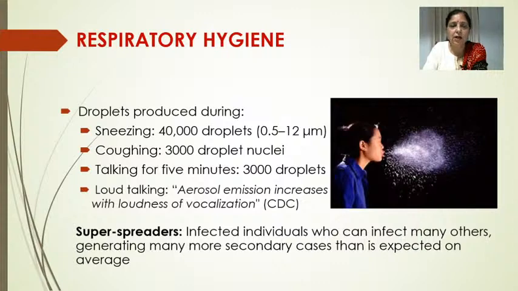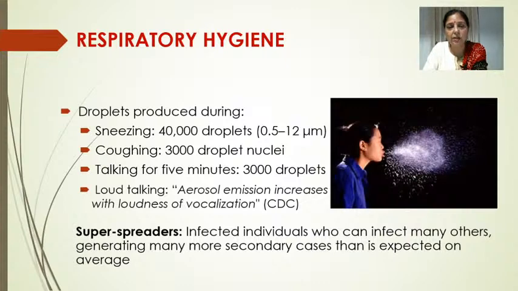Now let's see how many droplets we are producing. Sneezing produces 40,000 droplets. The size is variable; it could be 0.5 to 12 microns. Coughing produces 3,000 droplet nuclei. Talking for 5 minutes produces about 3,000 droplets.